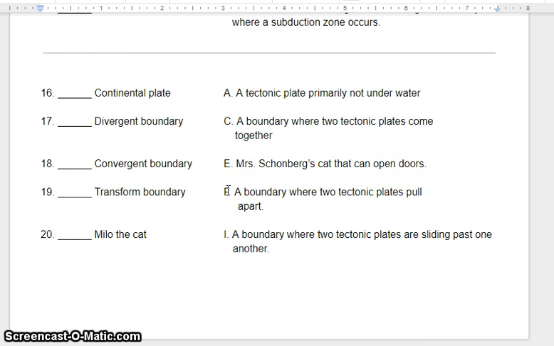F. A boundary where two tectonic plates pull apart. I. A boundary where two tectonic plates are sliding past one another. Continental plate, divergent boundary, convergent boundary, transform boundary, Milo the cat.